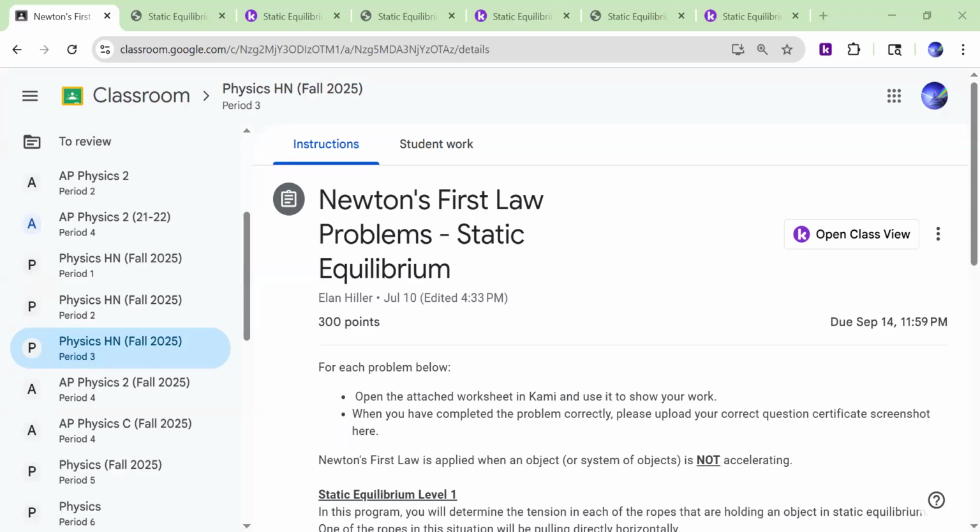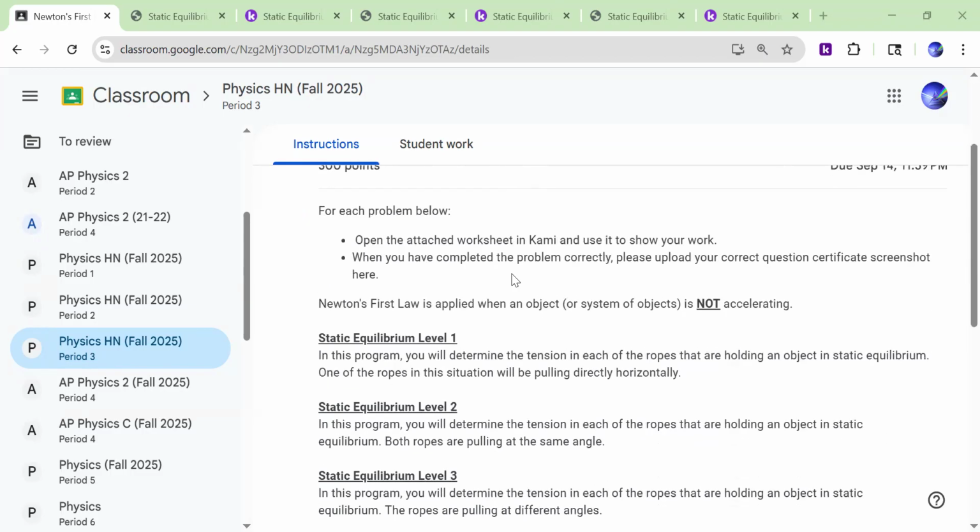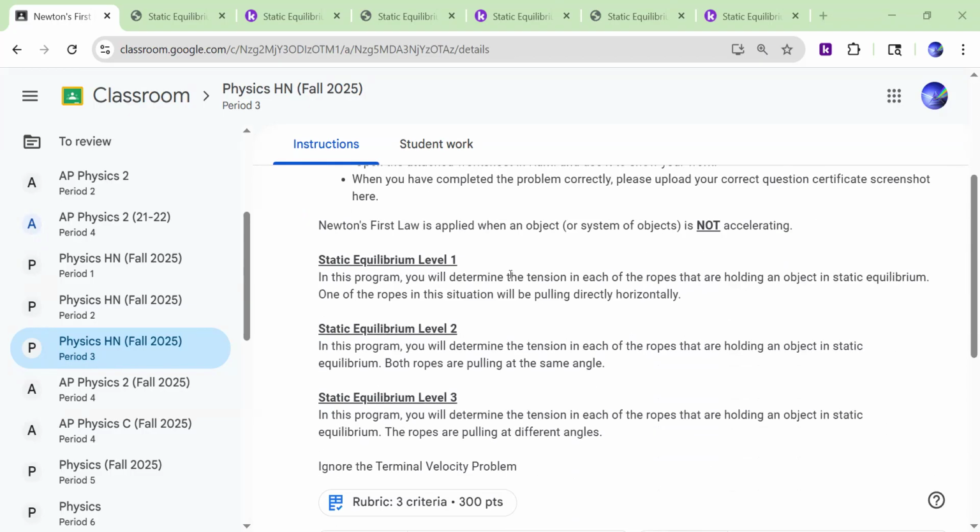Hello and welcome. This video tutorial will serve to help you with Newton's first law problems, static equilibrium. Today we're going to be looking at three questions: static equilibrium level 1, 2, and 3. In these problems, you're going to be asked to find what are called vector components.